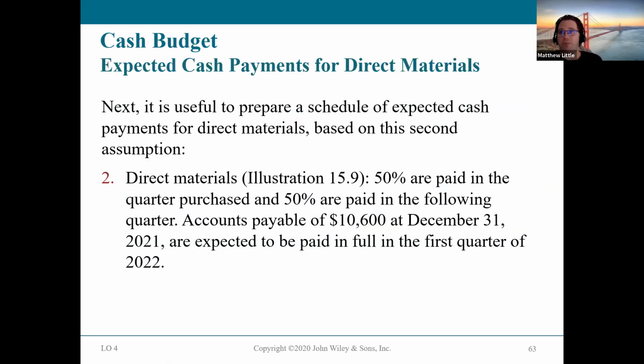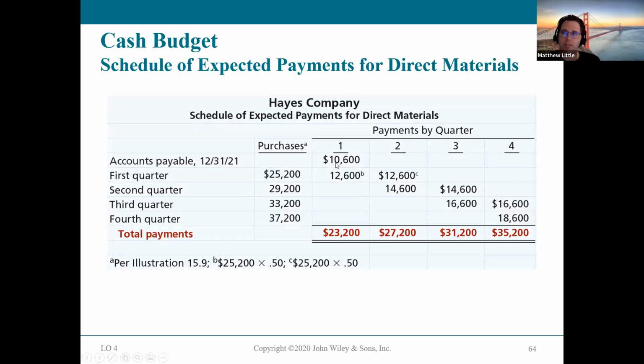Next, we look similarly at direct materials. In this case, we're paying 50% in the quarter and 50% paid afterwards. And our AP is 10,600. So same setup. We set up our opening AP that was carried over and is going to be paid. We know what our purchases are by quarter, and we do a 50-50: the quarter they're purchased and the quarter after. So just because we purchased 25.2 in quarter one, we actually only paid 23.2 out. So that's good. We're holding cash a little bit.